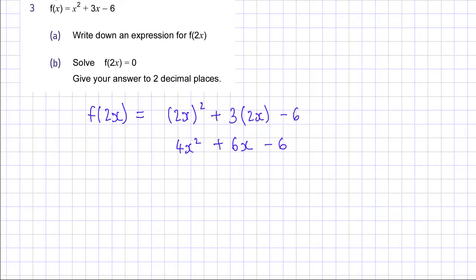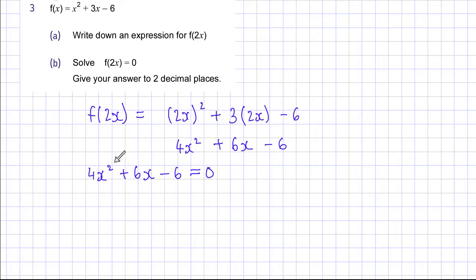Now the next question, I'm asked to solve f(2x) is equal to 0. So this is my f(2x). So when this is equal to 0, I need to solve for x. So let's do that. Let's write it again. I have 4x squared plus 6x minus 6. So when this is equal to 0, I need to solve for x.